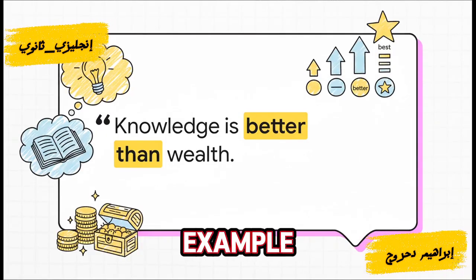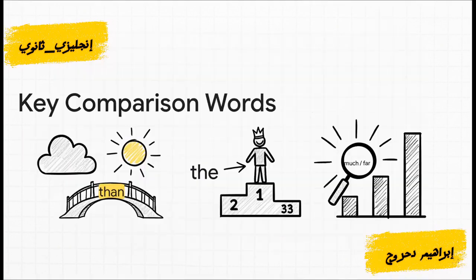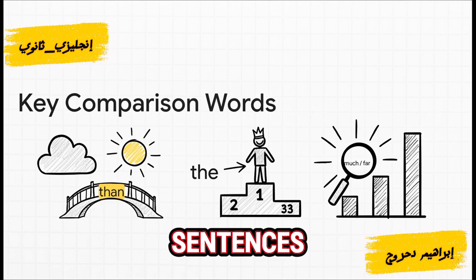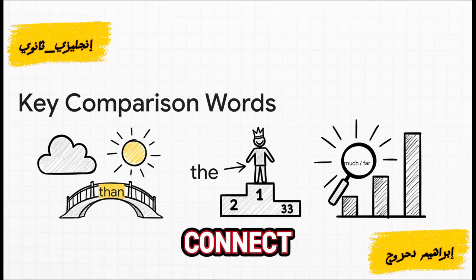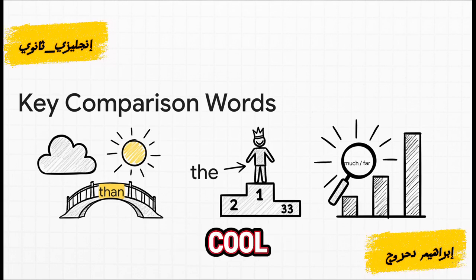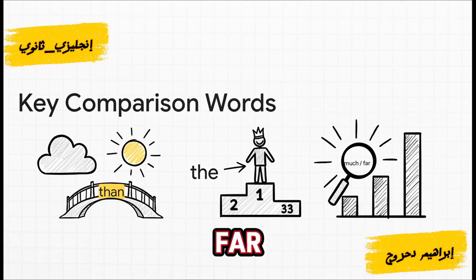And here's a perfect example of why knowing these is so important. Knowledge is better than wealth. You're going to hear and use better and best all the time. So remembering that they come from the word good is totally fundamental. And finally, let's just quickly look at the other little words that make these sentences work. When you're using a comparative, you almost always need the word than to connect the two things. For superlatives, you must have the word the in front. And a cool little trick, if you really want to emphasize a comparison, you can add words like much, far, or a lot before it, like saying someone is much taller.